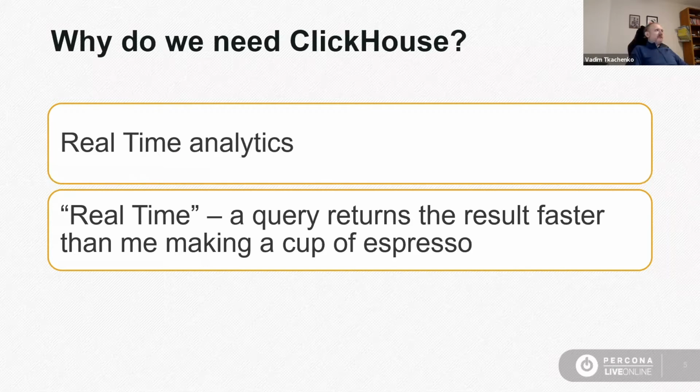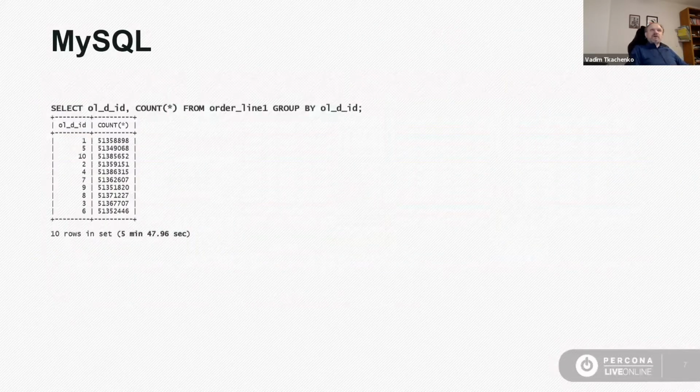And why do we need ClickHouse ever if we use MySQL? I see the need for ClickHouse when it comes to real-time analytics, to very fast data processing. Everybody has their own definition of real-time. For me, real-time is when a query returns results faster than me making a cup of espresso. So for example, take this query in MySQL. It's even a simple query which does aggregation on the whole table. You can see that the count and the group by in MySQL for this table will take almost 6 minutes, a little bit long for my taste.